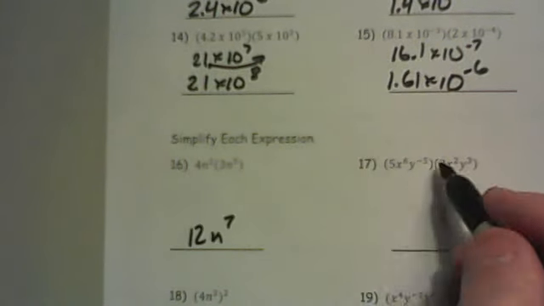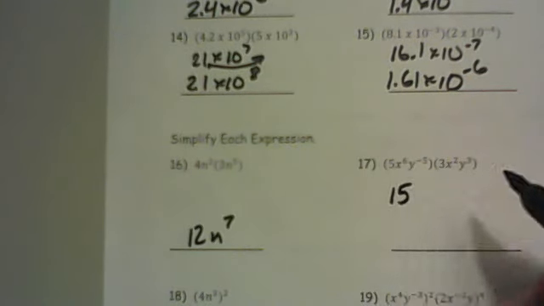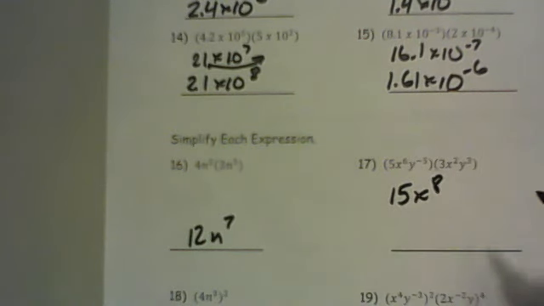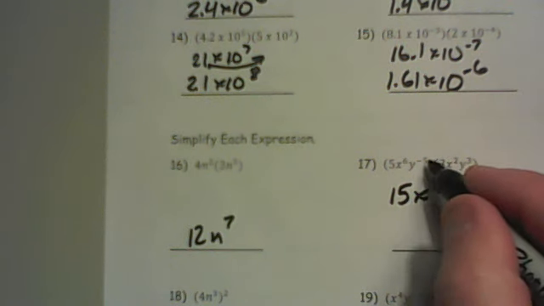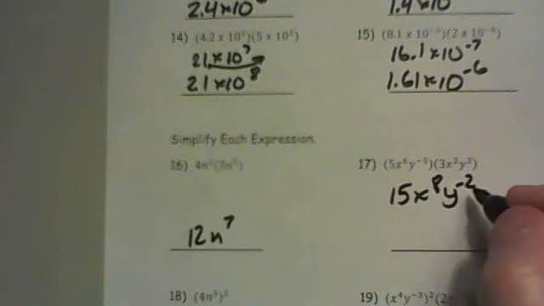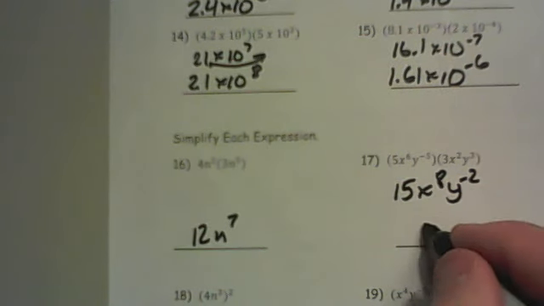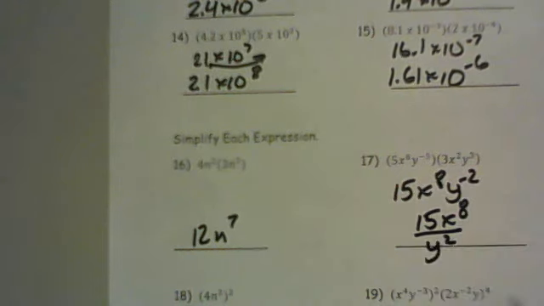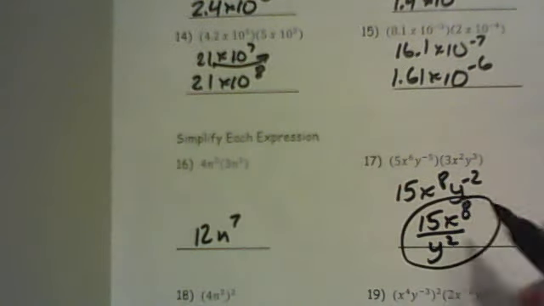Number 17, I'm going to multiply 5 times 3, which is 15. X to the 6th times x to the 2nd is x to the 8th, because I add the exponents when I multiply like bases. And then y to the negative 5th and y to the 3rd is y to the negative 2nd. But because that's a negative exponent, I can write it as 15x to the 8th over y to the 2nd. So my final answer is going to look like that.